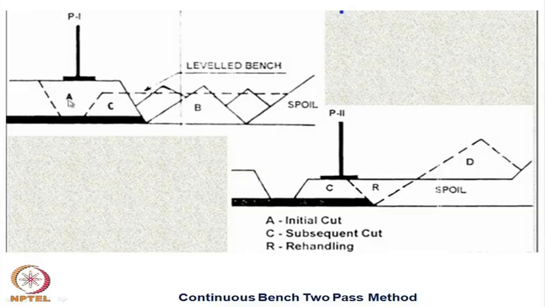pass you do the key cut and also you remove a part of it, and after doing that you make a bench which looks continuous, with the bank here, which is the blasted rock, and the loose cast spoil. These two make a continuous bench and the dragline sits over here and manipulates to expose this coal seam. Does it give you an idea about what this continuous bench 2 pass method is?